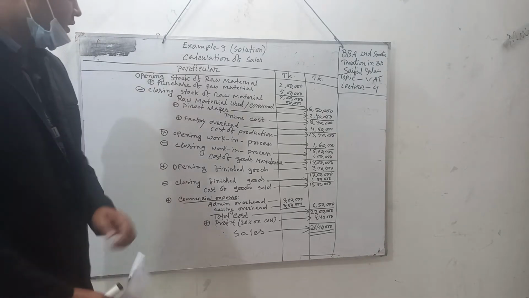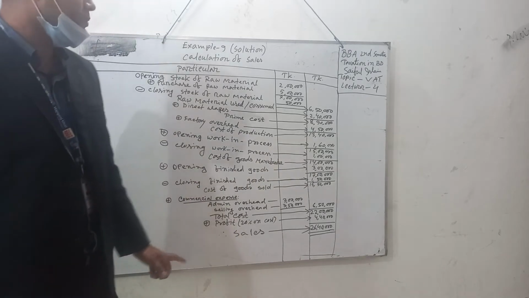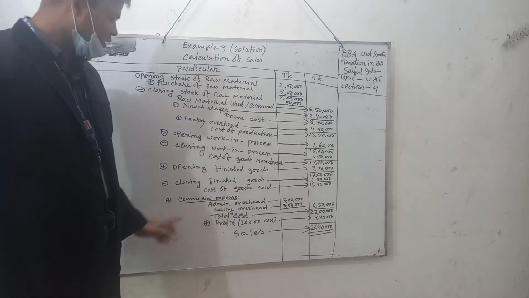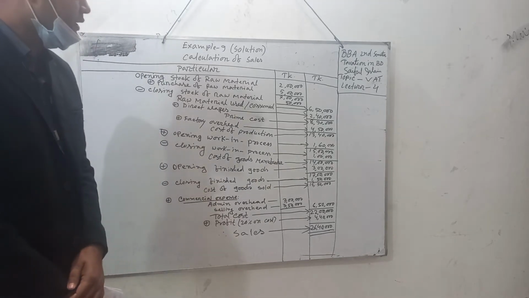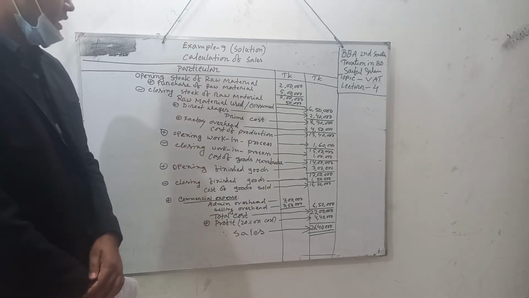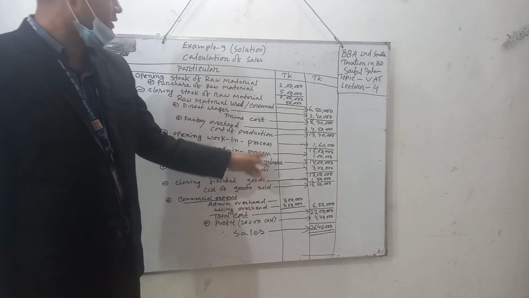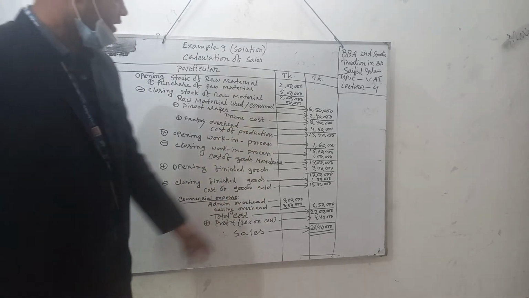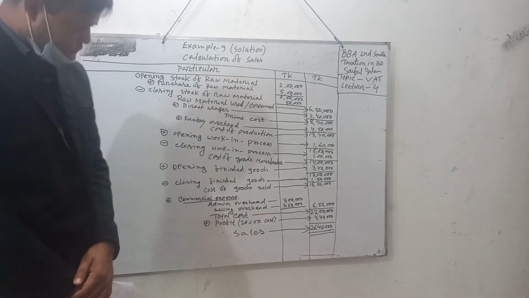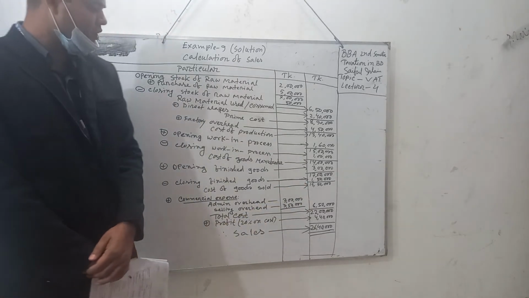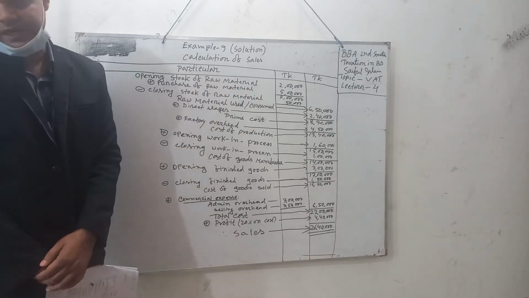When we calculate cost of goods manufactured, then we will add opening finished goods and deduct closing finished goods. Given in the question, opening finished goods is 3 lakh, it will be added. And given in the question, closing finished goods is 1,50,000, it will be deducted. Then the answer will be cost of goods sold. In the answer sheet, we can see that our cost of goods sold is 15,50,000.